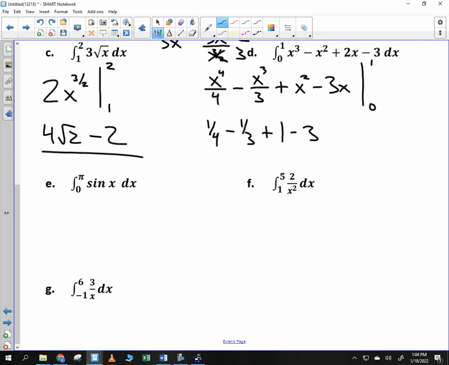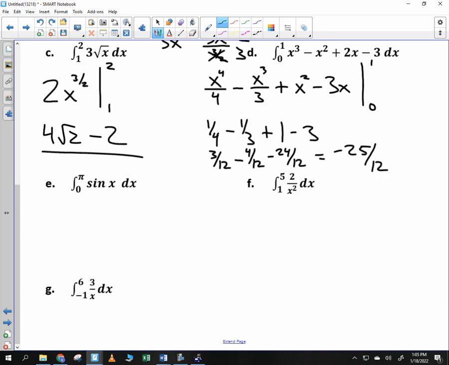Common denominators, 12. So 3/12 minus 4/12. And then 1 minus 3 is -2, so minus 24/12. Three minus 4 is -1. Minus 24 is -25/12.